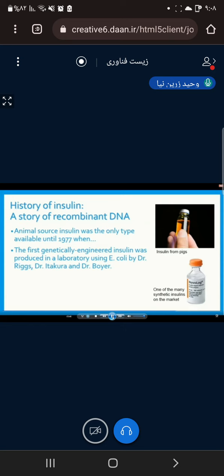In 1977, Dr. Riggs, Dr. Isakura, and Dr. Boyer produced human insulin that was reproduced by E. coli plasmids. Today, the vast majority of insulin is produced by using recombinant DNA.